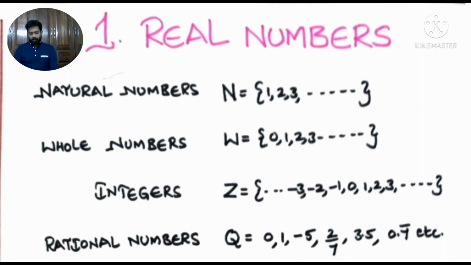Next, rational numbers. A number which can be written in the form of p by q, where p and q are integers and q not equal to 0, is called a rational number. Rational numbers are denoted by capital Q. Q is equal to 0, 1, minus 5, 2 by 7, 3.5, 0.7 bar, etc. The decimal expansion of rational numbers is either terminating or non-terminating recurring.